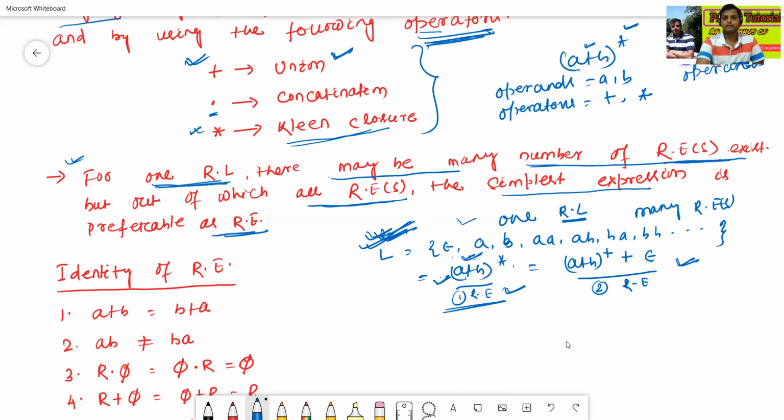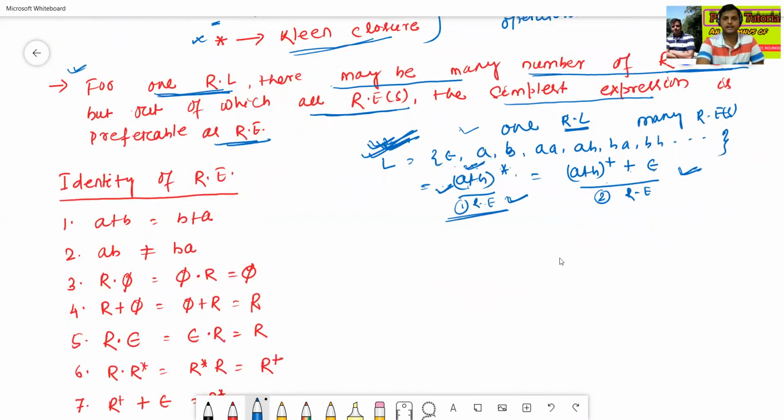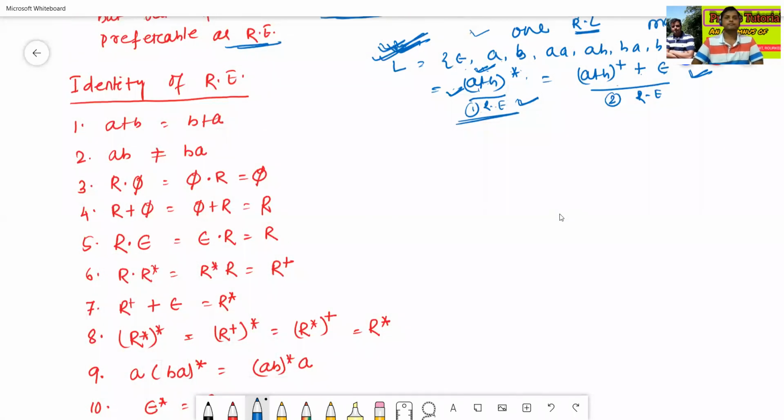Okay. Now we'll see some identities of regular expressions. This is very, very important. These are identities in theory of automata or theory of computation. The first identity: a plus b. Plus here means union operation. Okay, a plus b equals b plus a. Either you can write a plus b or b plus a. Both meanings are completely the same.